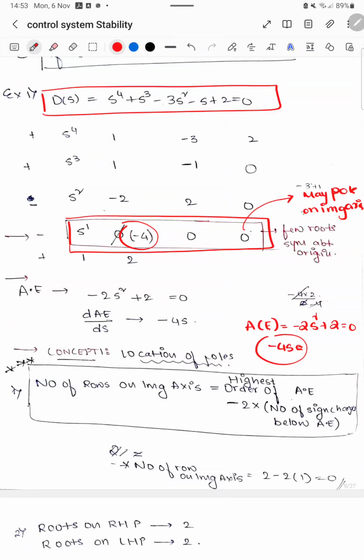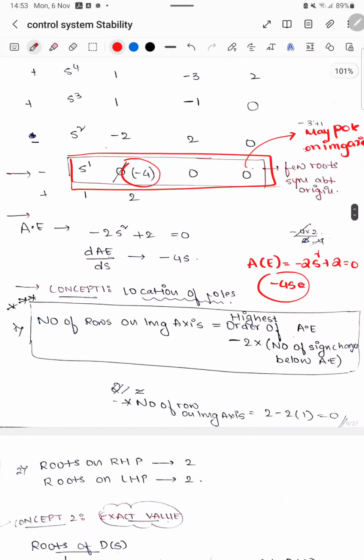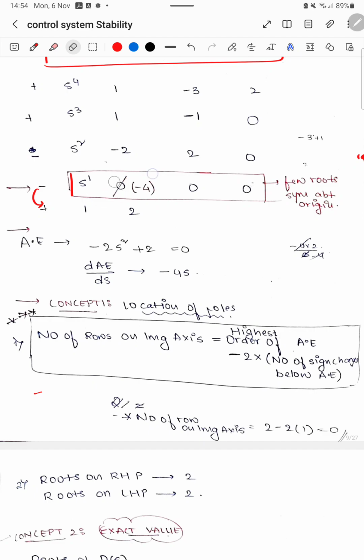Now we check the number of roots on the imaginary axis. Firstly, we'll see the highest order of the auxiliary equation, that is nothing but 2 minus 2 into alpha, where alpha is the number of sign changes post auxiliary equation. We see it is 1. So 2 minus 2 into 1 comes out to be 0, which means there are 0 poles on the imaginary axis. Fine.